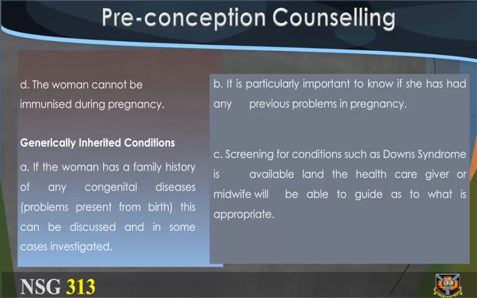Genetically inherited conditions. A. If the woman has a family history of any congenital diseases, problems present from birth, this can be discussed and in some cases investigated. B. It is particularly important to know if she has had any previous problems in pregnancy. C. Screening for conditions such as Down syndrome is available, and the health caregiver or midwife will be able to guide as to what is appropriate.